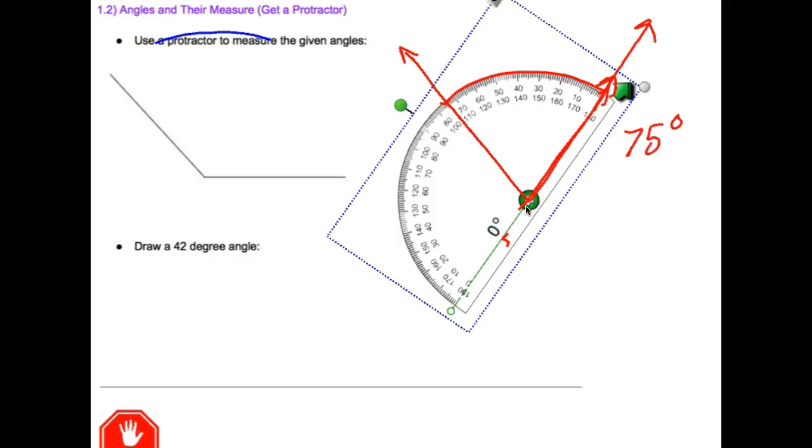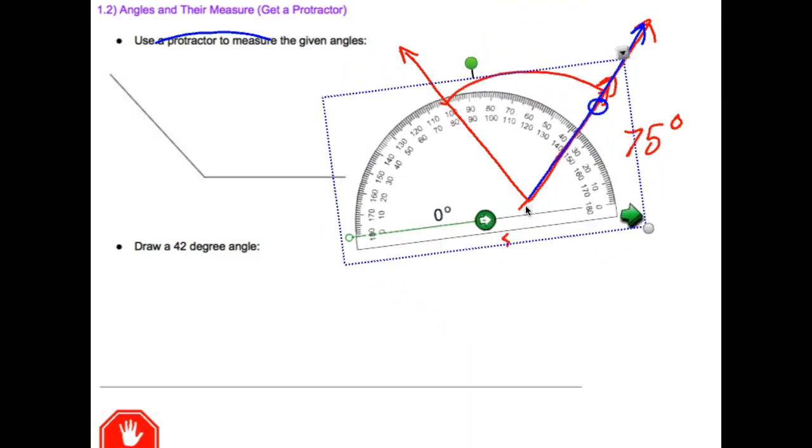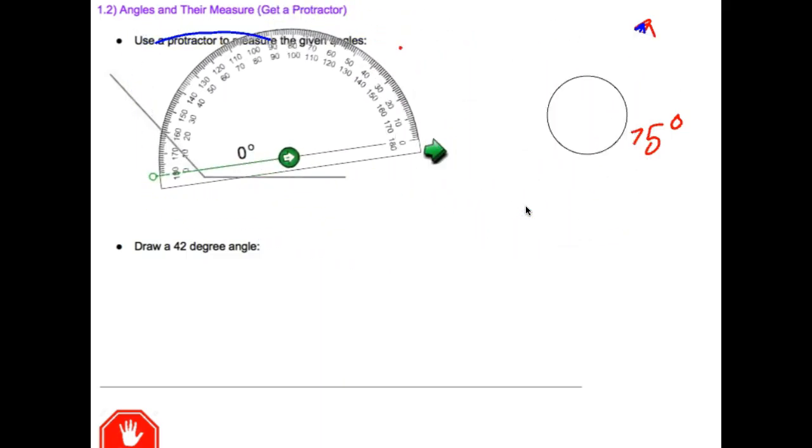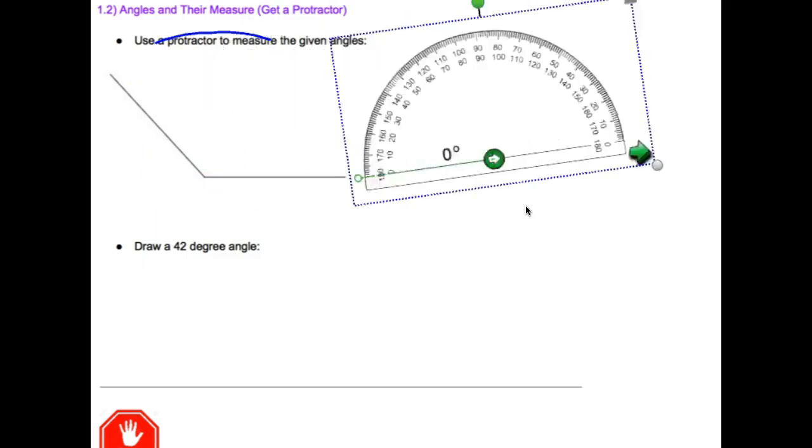So again, you've got to tilt it until the very first ray goes through 0 on your protractor, and then you just turn it. Get this back to normal. Move it off to the side, erase all this stuff, and go to the next one.